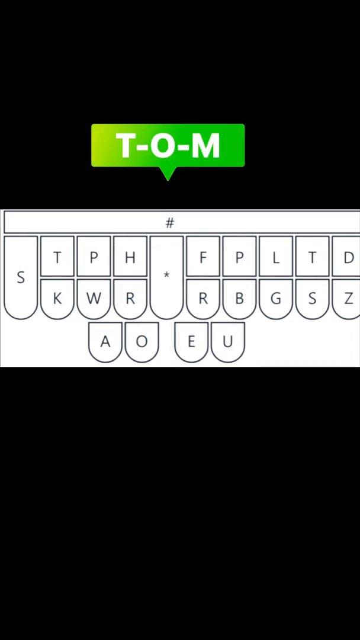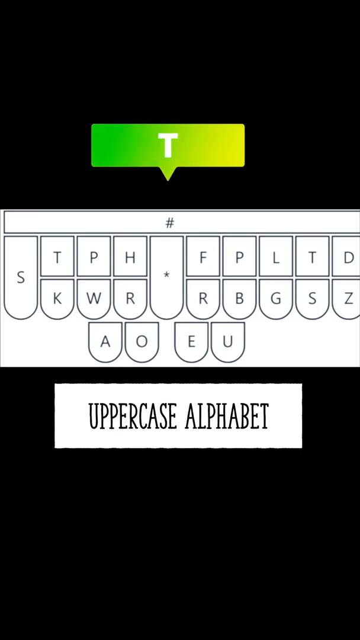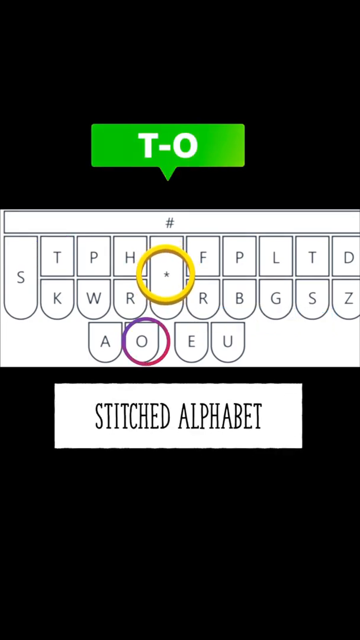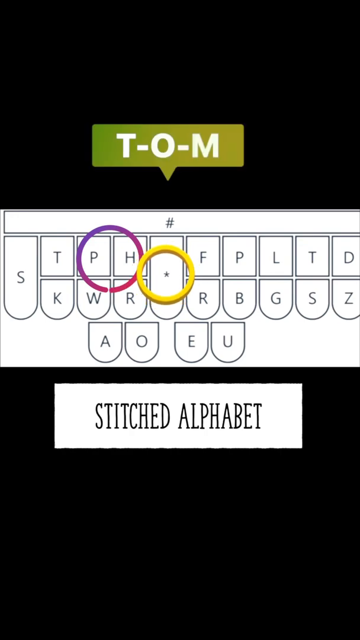If you wanted to stitch the name Tom, notice that only the O and M have the hyphen in front of it. So the letter T would just be written using your capital or uppercase alphabet, the first one we learned. So T asterisk RBGS, and then the stitched O by writing O asterisk, and the stitched M by writing PH asterisk. Our last new alphabet would be a capital or uppercase letter with a period after it.